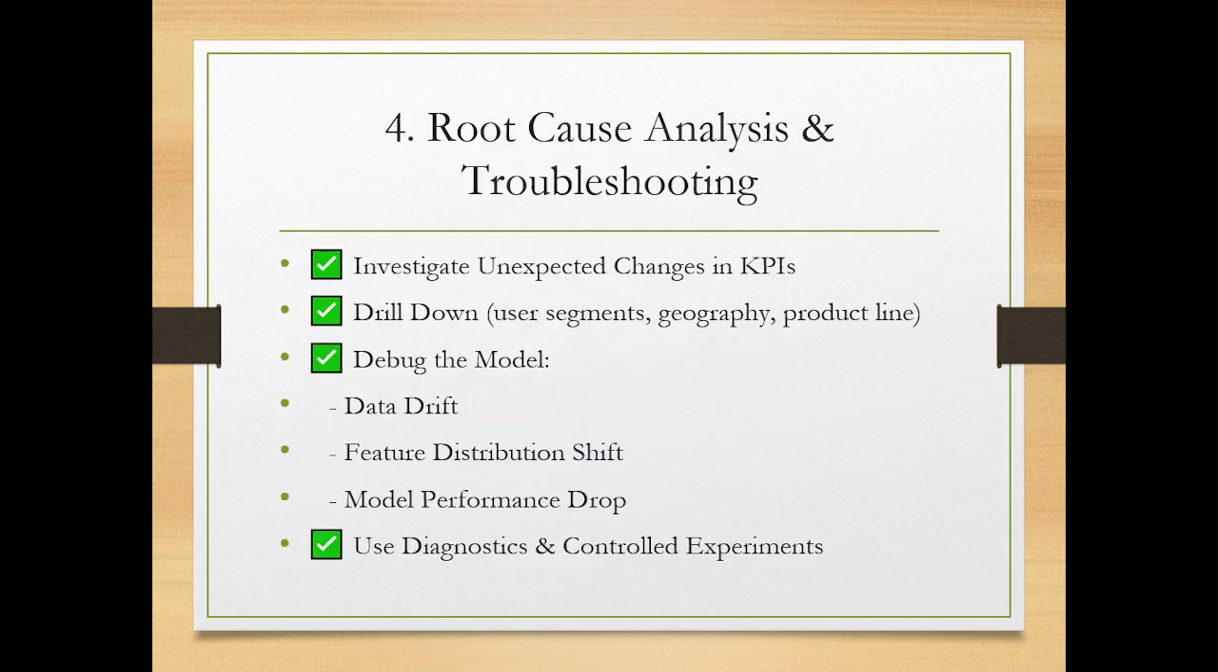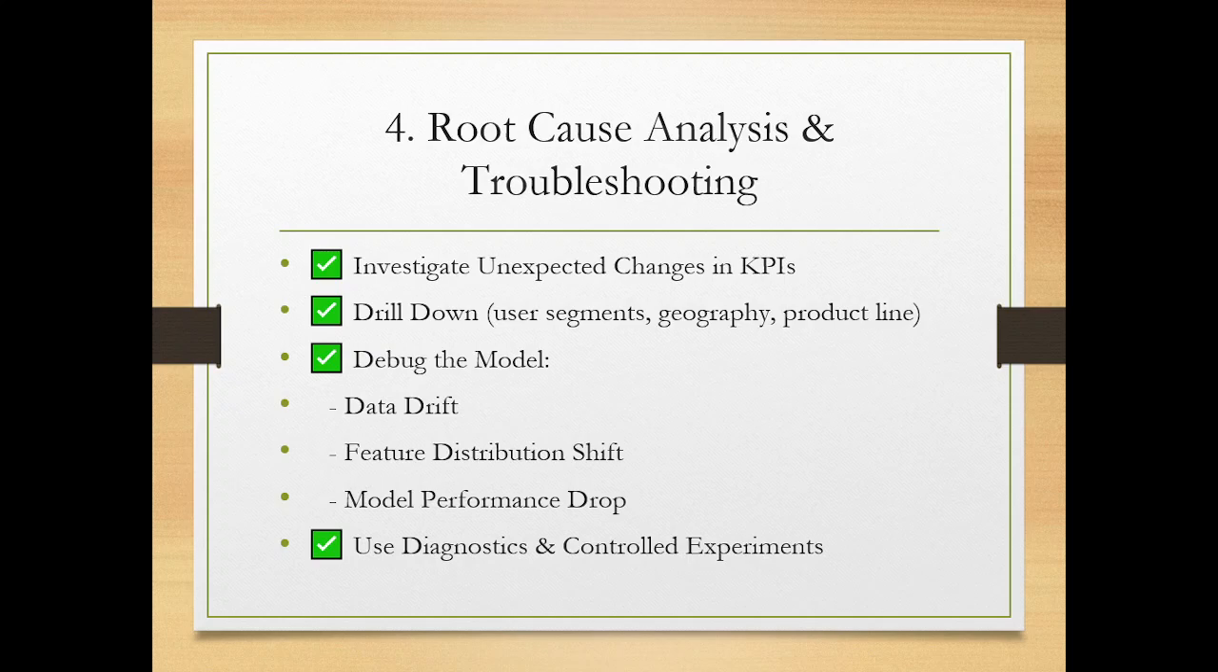Once we do all this, if there is any problem or issue that is happening, we have to do root cause analysis. For root cause analysis, we have to understand if there is any issue in the data, any issue in the model, or any model performance drop. All these are to be checked. So we should check for any unexpected changes in KPIs. KPIs are the key performance indicators. Is there any change in that? The model monitoring will help me to understand that.